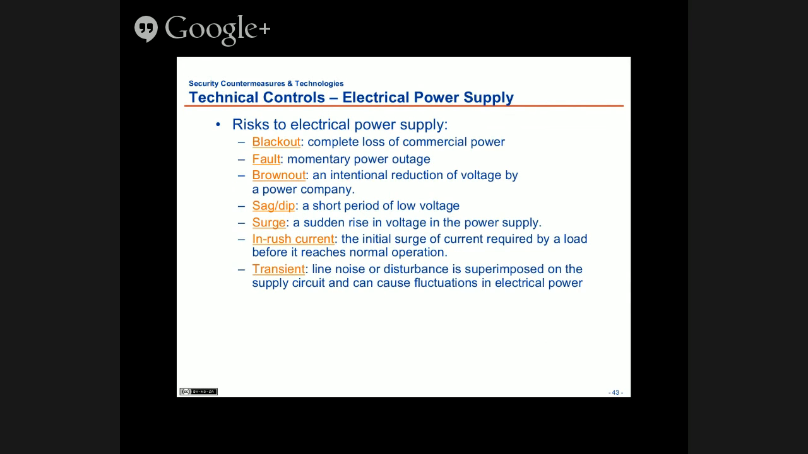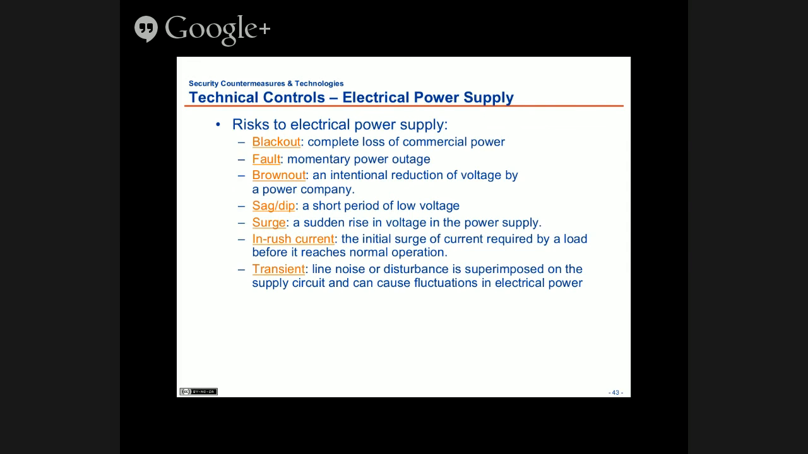Now, there's different risks to power supply. So you have the blackout, which is basically complete loss of commercial power. You have the fault, which is a momentary power outage. Then you have a brownout, which is the intentional reduction of voltage by a power company. You have sag and dip. This is a short period of low voltage. You're not getting the voltage as you actually need. If you look at a number of your different electronics, it'll say what voltage is actually needed. So take a look at that sometime.